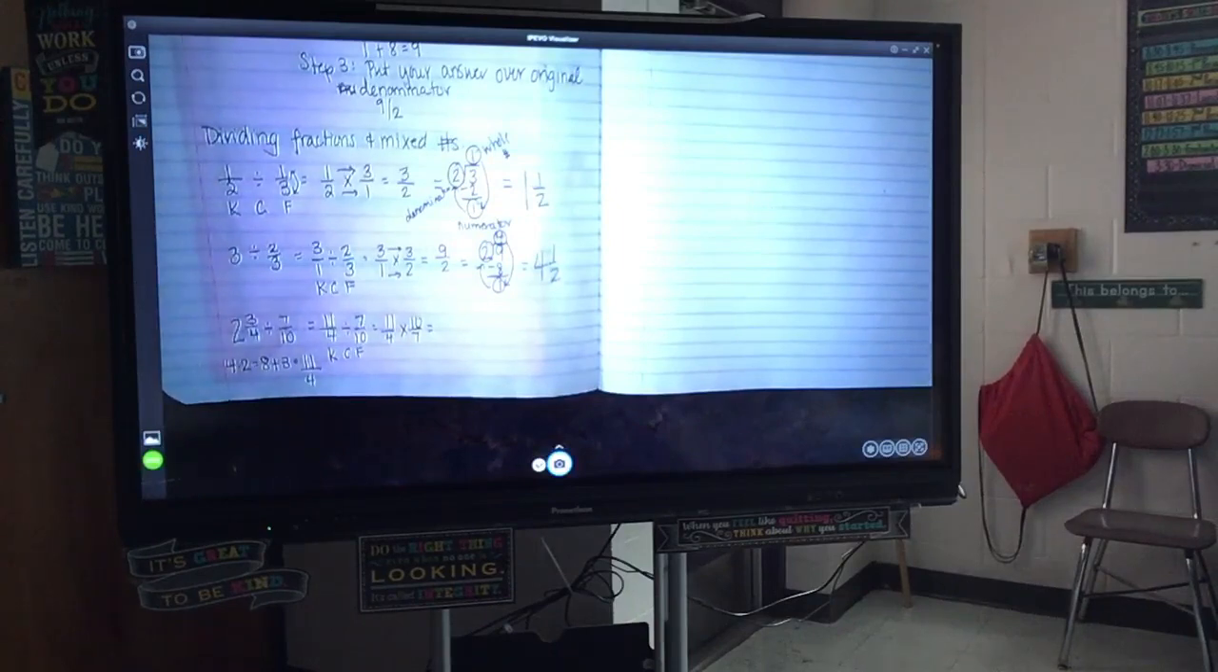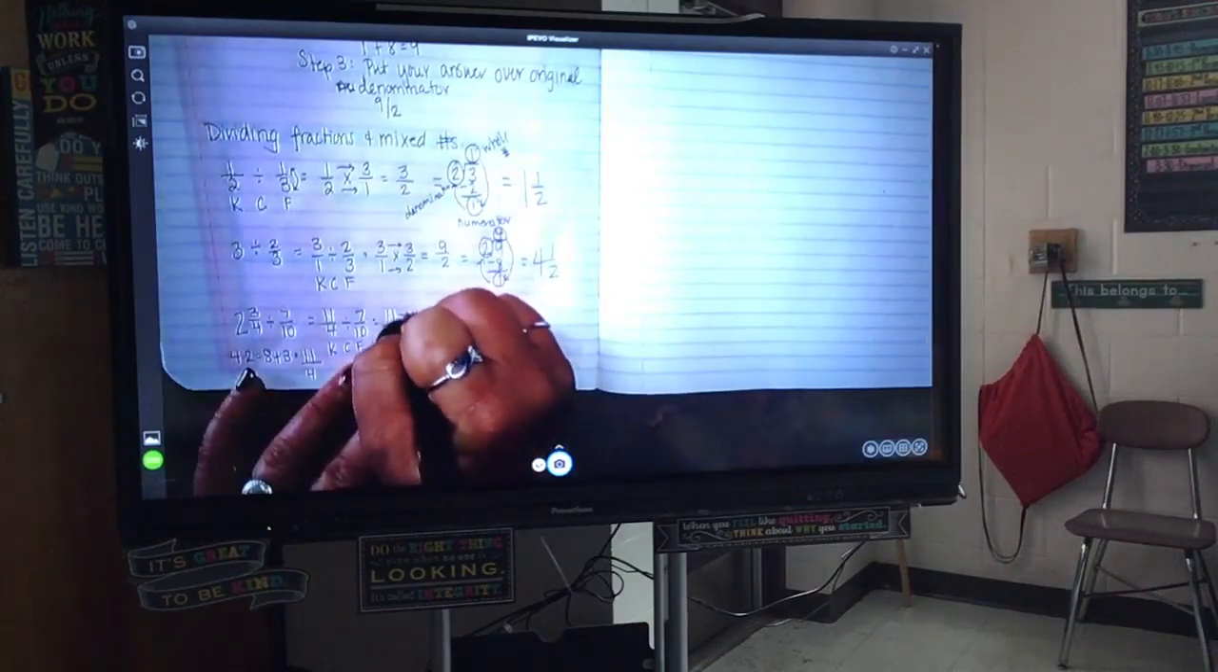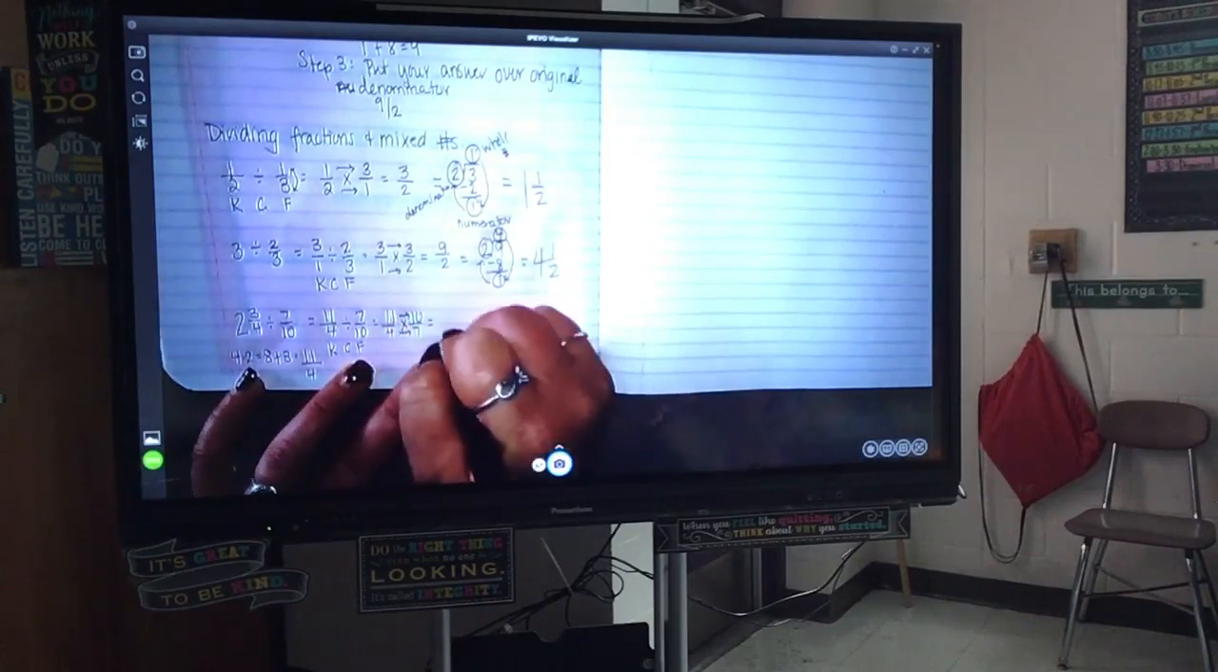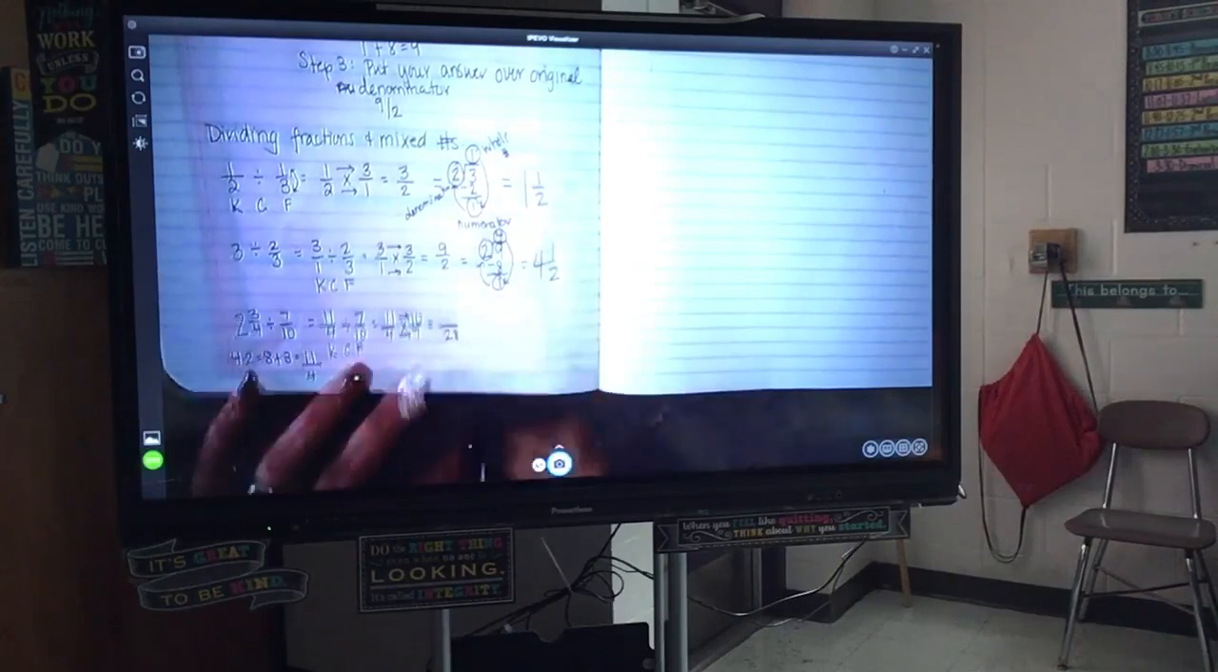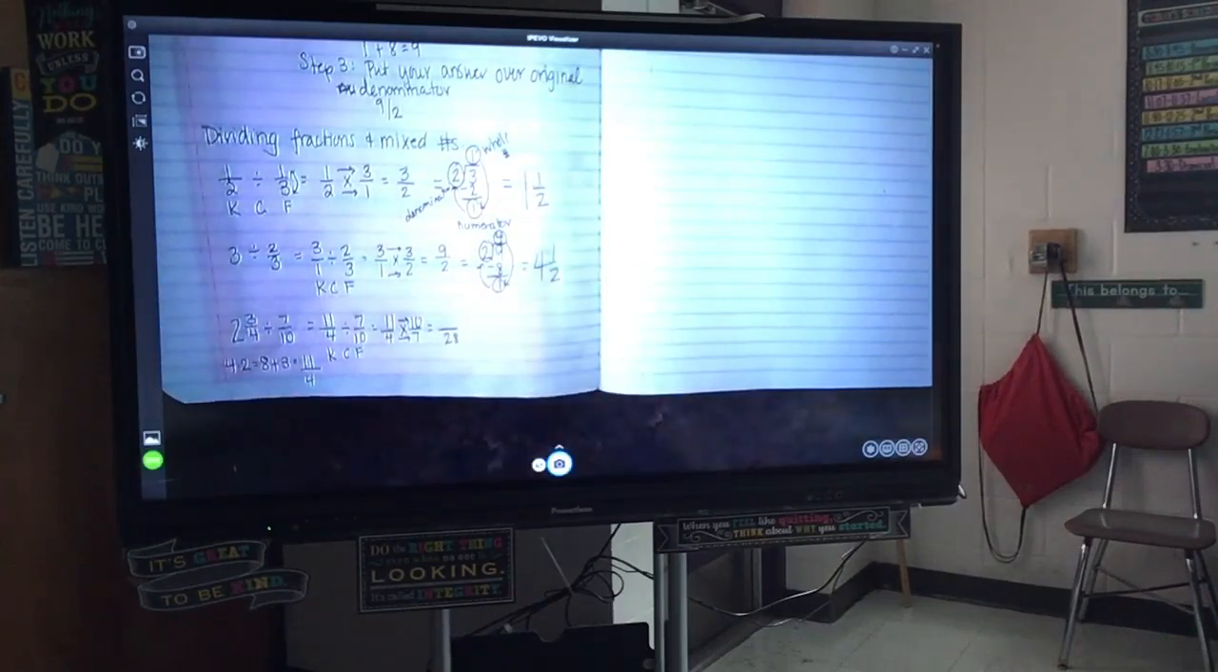Now, what do we do once we do our keep, change, flip, aka find the reciprocal? What do we do? This is the easy part. Everybody should know this part. What do we do here? You multiply 11 by 10 and 4 by 7. So the easy one is 4 by 7. I know that's 28. You guys do the hard work and do 11 times 10 and then let me know what your answer is.